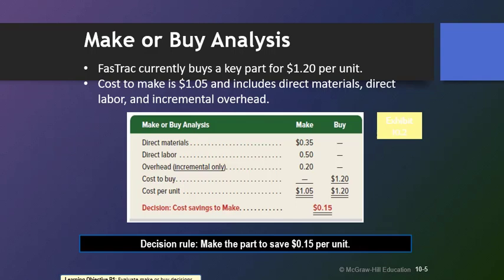So assuming that we are operating below capacity and we have the ability to make this, it looks like it would be a good financial decision to do so. Now, again, that's a financial decision. Realistically, the company's going to have to think about non-financial things too.